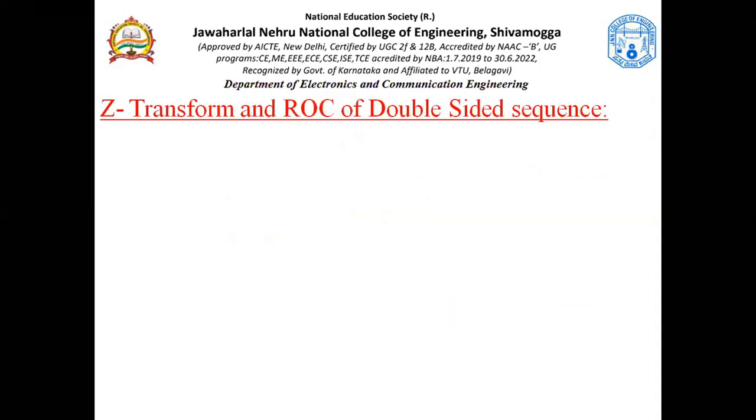And there is one more, that is the double-sided sequence. Till now we have seen the left-sided sequence and the right-sided sequence. For a right-sided sequence, the ROC is the entire z plane except z equal to 0. For a left-sided sequence, the ROC is the entire z plane except z equal to infinity. So what is it going to be here for double-sided?